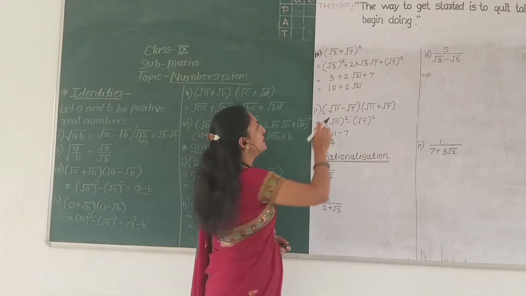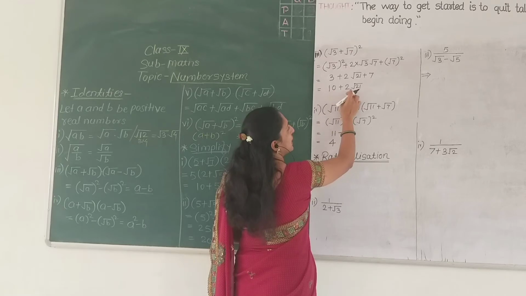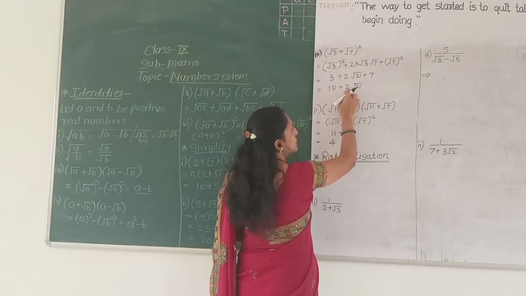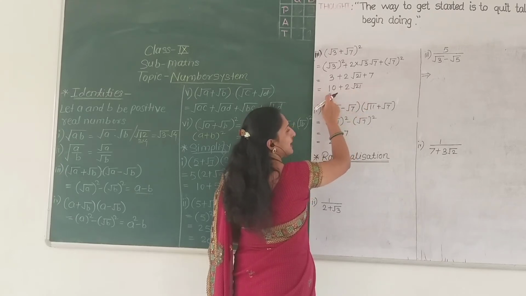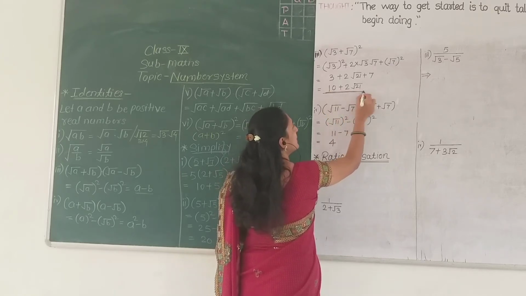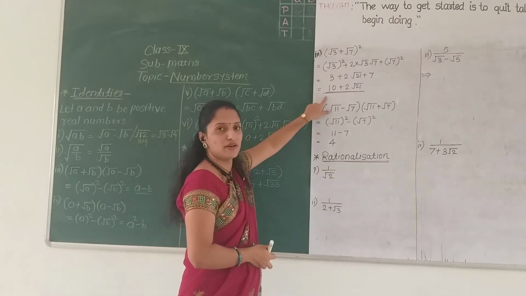We can't add these two numbers, since 10 is a rational number and square root of 21 is an irrational number. So 2 root 21 is an irrational number and 10 is a rational number. So 10 plus 2 root 21 is totally an irrational number. Okay.